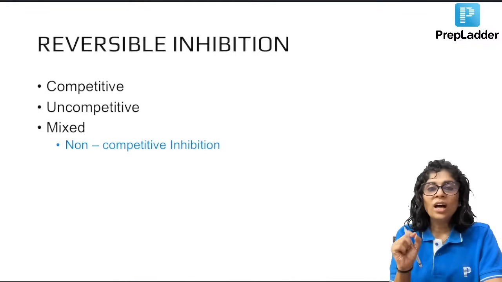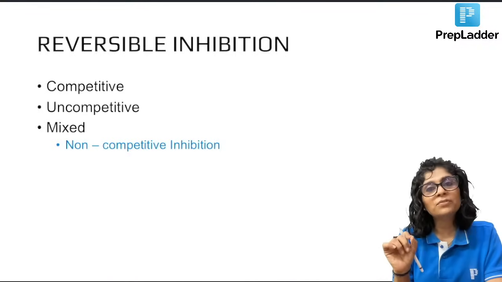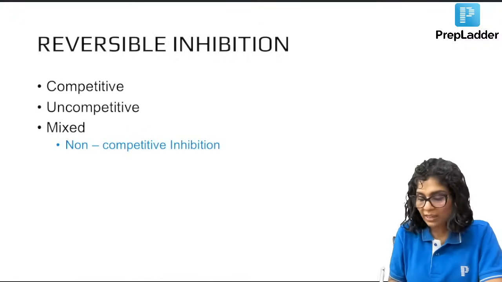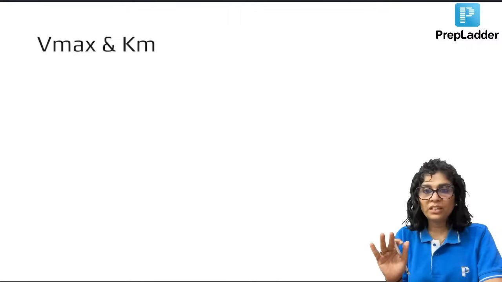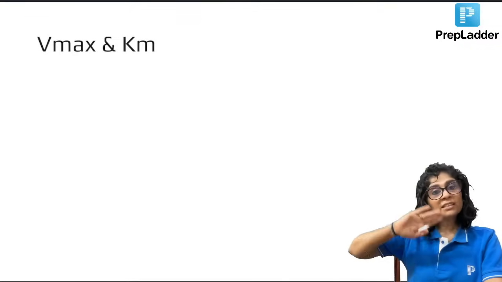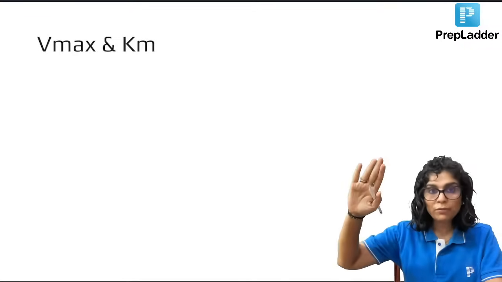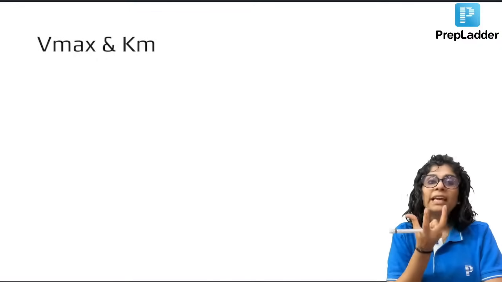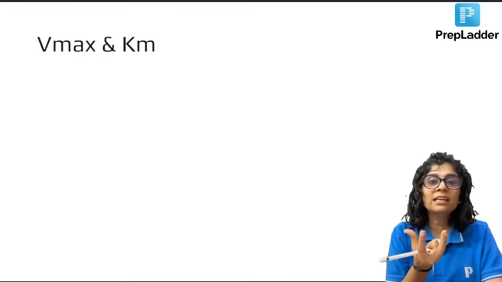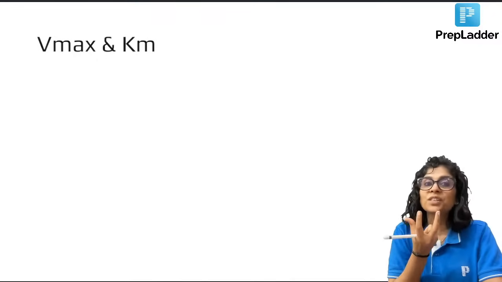Now, a quick recap on what is Vmax and what is Km. All that you need to know about Vmax is that Vmax is the maximum velocity that is achievable when all the available enzyme substrate binding sites are saturated with the substrate.